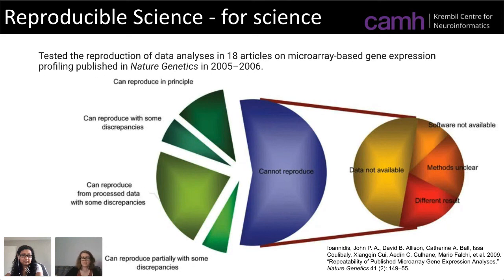The main reason was that the data wasn't available, so nobody could even try to reproduce. But there was another half where software was unavailable, methods were unclear, or they did try to rerun the software with the data and got a different result 10% of the time, which is pretty sad. This highlights a problem specifically in the world of gene expression, which is one area of science that we really care about at the Neuroinformatics Center.